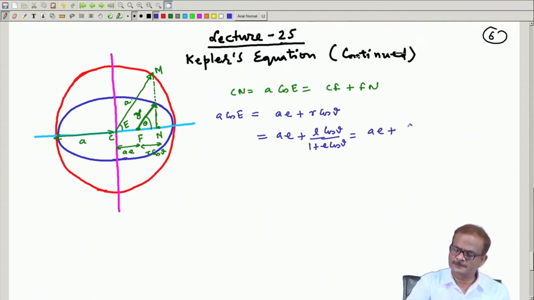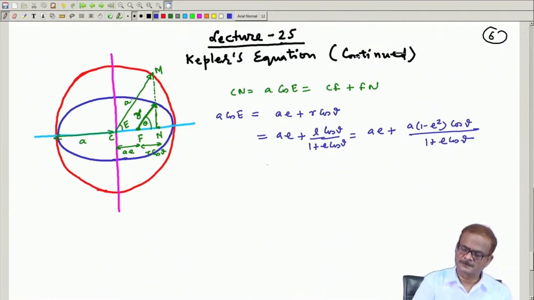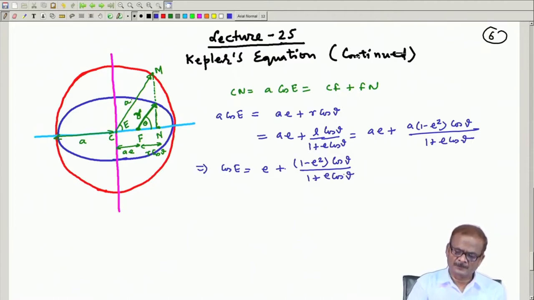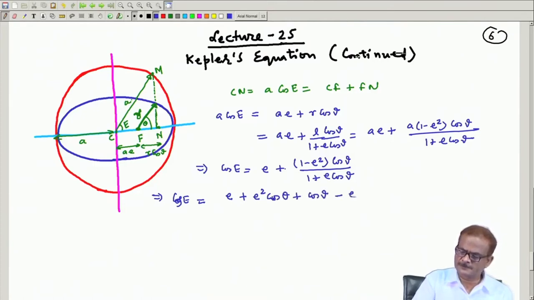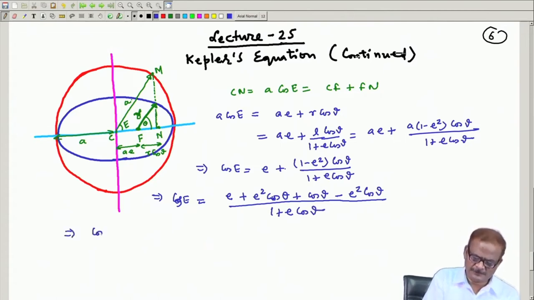One more step we need to do here; these relations we are aware of, so we utilize them, and this implies cos E will be equal to E plus, A cancels out from both sides, 1 minus E square cos theta divided by 1 plus E cos theta. And therefore cos E can be reduced to E plus E square cos theta plus cos theta minus E square cos theta divided by 1 plus E cos theta, and this implies cos E equal to E plus cos theta divided by 1 plus E cos theta.